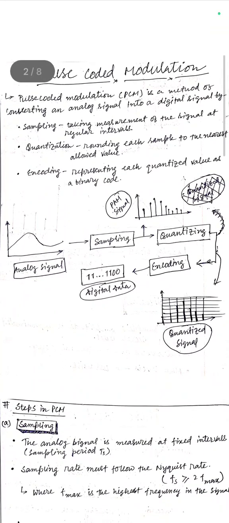Now there is a diagram of how PCM works. At first we take an analog signal, then we sample it and we will get a PAM signal or a sampling signal. After that we quantize the PAM signal, then we will get a quantized signal. Now we encode the quantized signal and we will get some digital data as a form of digital signal.